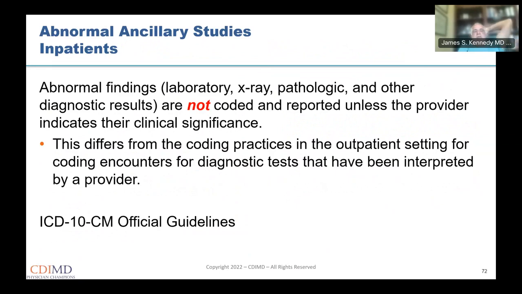The guidelines also remind us that we cannot code laboratory values, abnormal lab values, unless the provider indicates their clinical significance. This is pertinent to an inpatient environment because on the outpatient environment, if there is a diagnostic test that has been interpreted by a provider, then we can code those. Otherwise, the physician has to state their clinical significance.